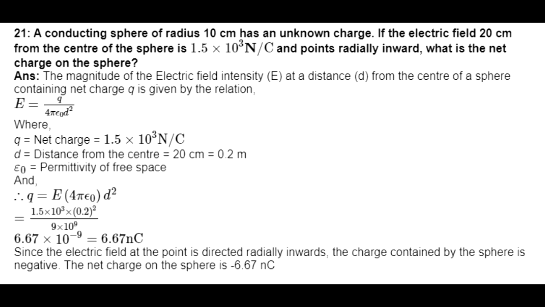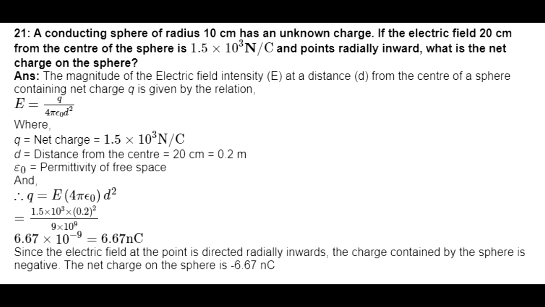Question 21. A conducting sphere of radius 10 cm has an unknown charge. If the electric field 20 cm from the center of the sphere is 1.5 × 10^3 newton per coulomb and points radially inward, what is the net charge on the sphere?